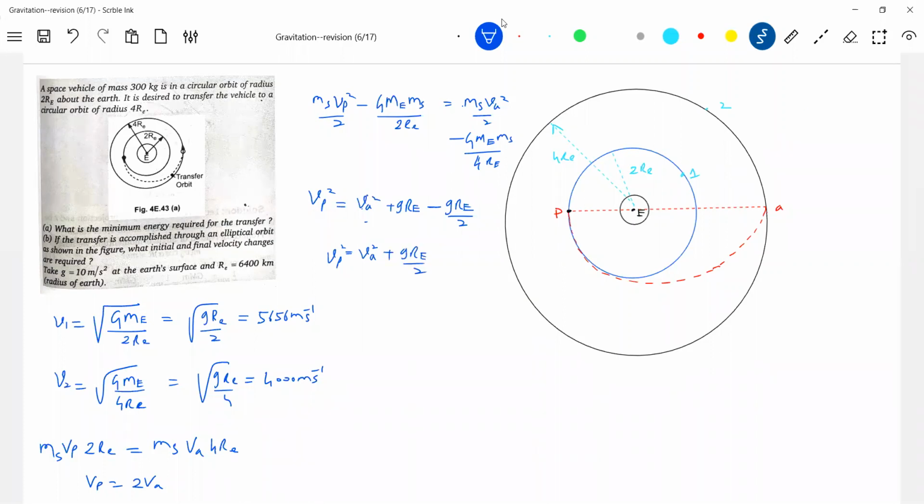Because what is G equal to? GME by RE square. So wherever you want, you can bring G into the picture. So we know all the things. So these are the two equations with two unknowns. Solving that, we'll get the speed at perigee and apogee. At perigee, it must have a speed of this one. At apogee, it must have a speed of this.